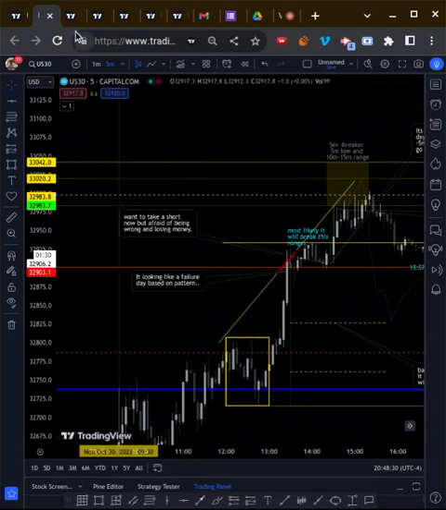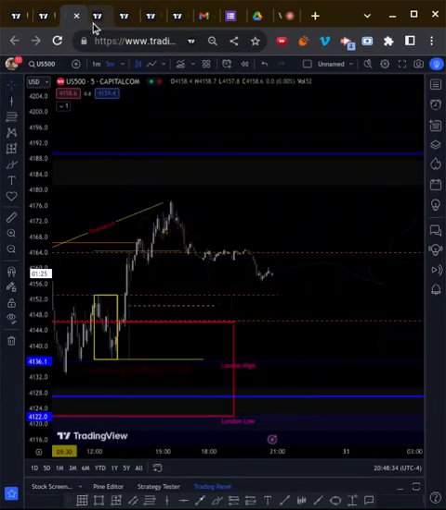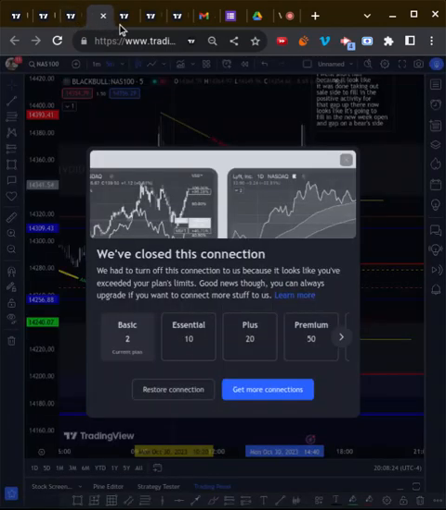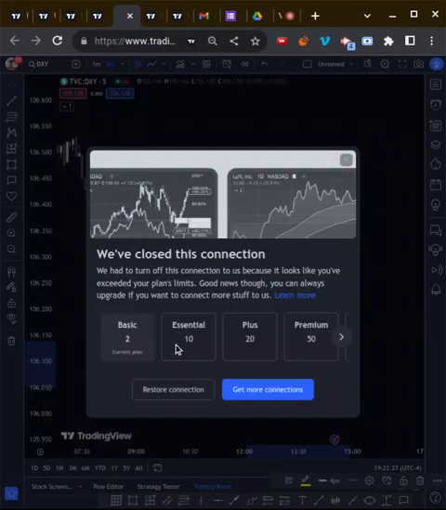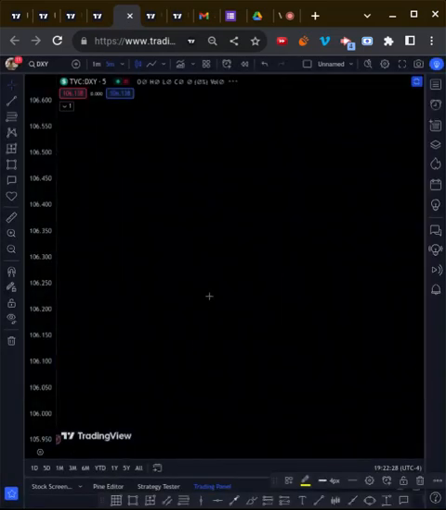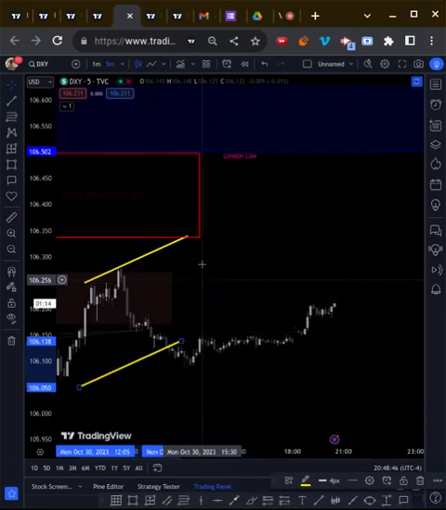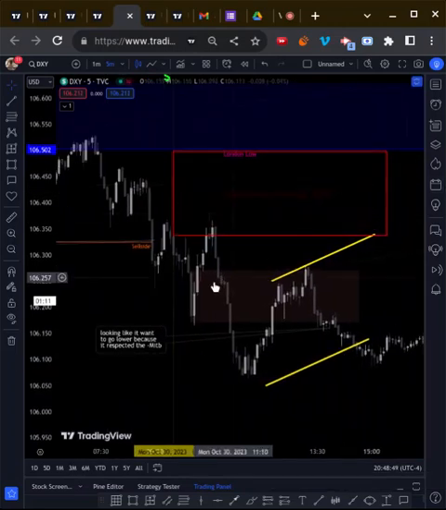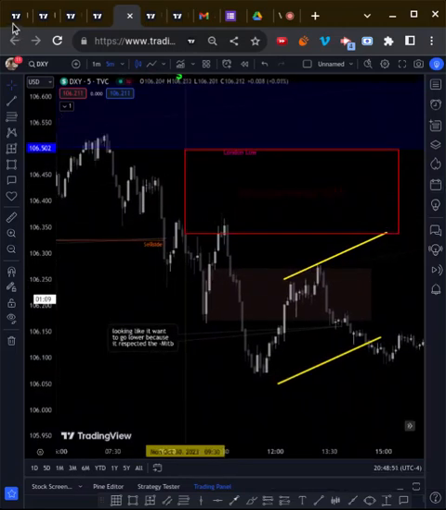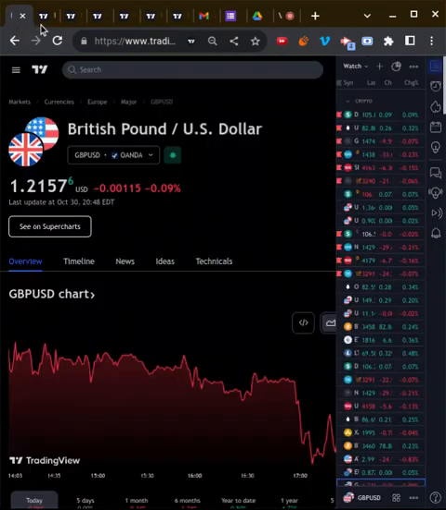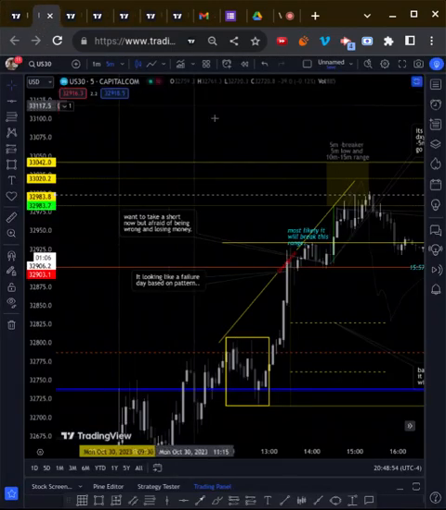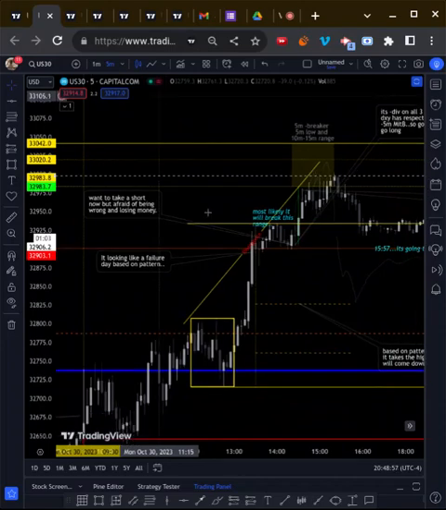I trade US 30. Okay. But I use S&P 500 and I use NAS 100 as a guide. And of course the DXY, which is right here. So I use DXY as a guide. Now, let's go back to the morning. Okay. So what I want to talk about is the PM trend.